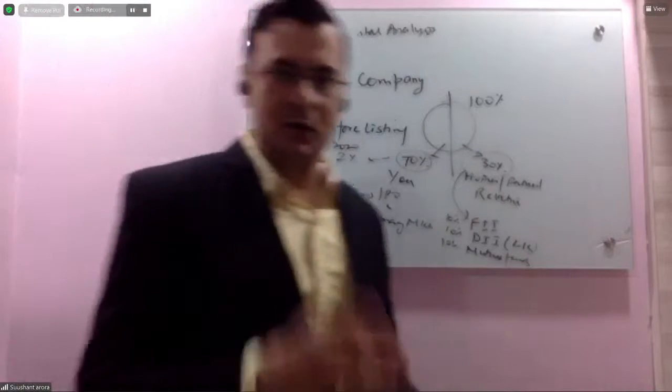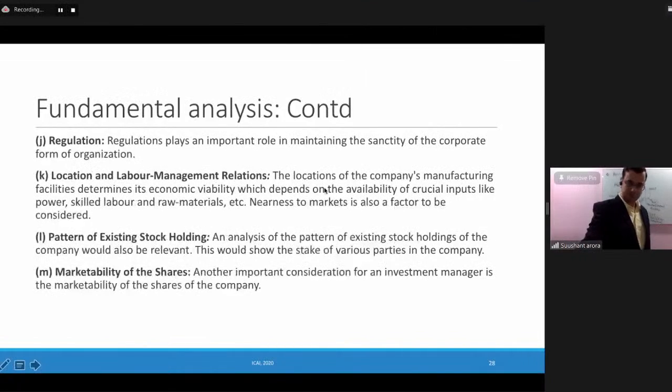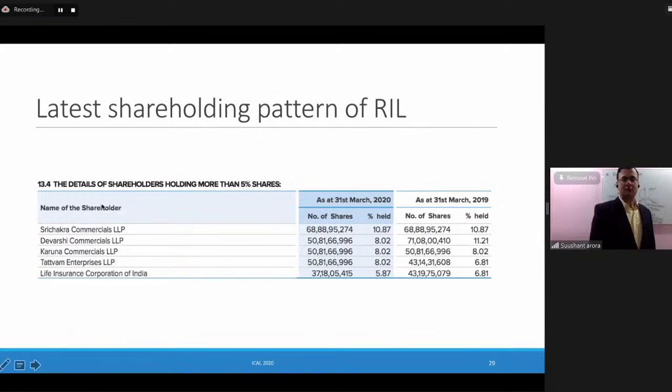How can you see that? Let me show you the screen. You can see the latest shareholding pattern of Reliance Industries, taken from the annual accounts of 2020. So you can see these four names: Sri Chakra, all these things. These are all owned by Reliance. They are all home companies, owned by Nita Ambani, Isha Ambani, Akash Ambani, all those people.